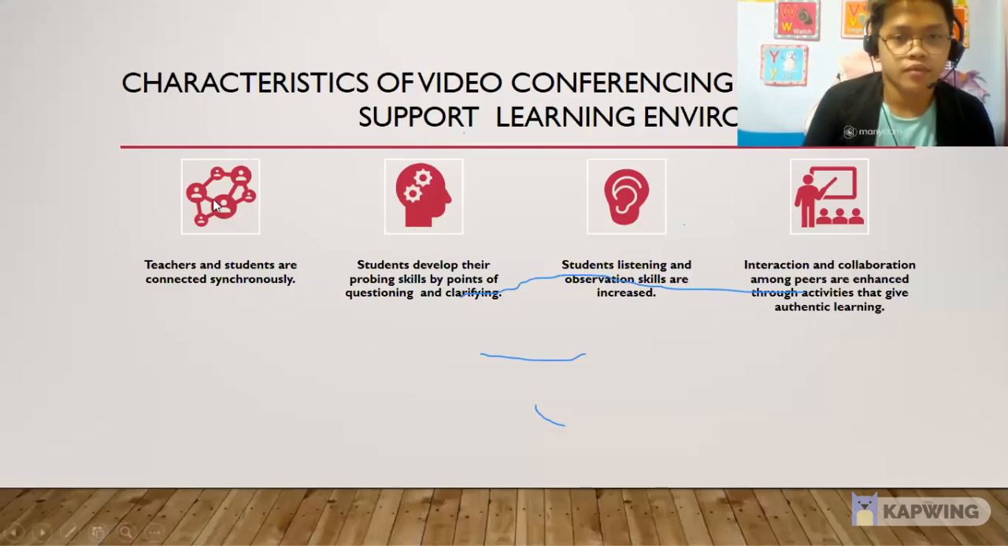So, characteristics of video conferencing that support learning environments. The first one is teachers and students are connected synchronously. The second one, students develop their probing skills by pointing out questions and clarifying. The third one is students' listening and observation skills are increased. And the fourth one is interaction and collaboration among peers are enhanced through activities that give authentic learning. So those are the characteristics of video conferencing that support the learning environment.